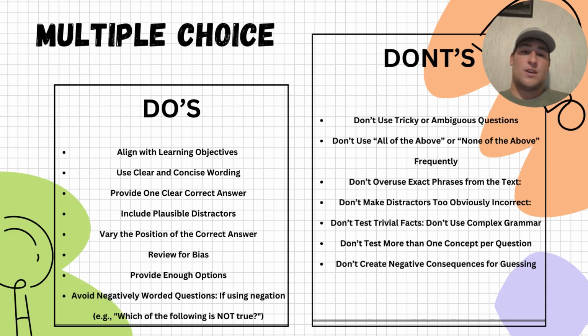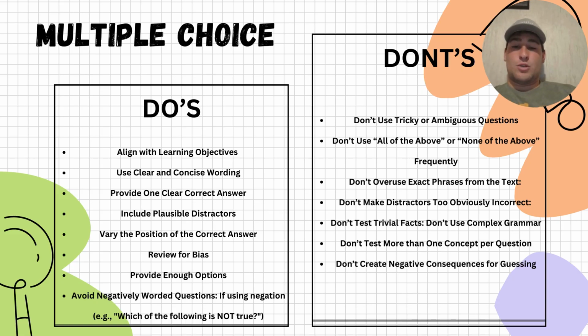So students have to choose and think a little bit on the multiple choice question. You want to vary the position of the correct answer, which means don't put B every time, don't put C every time, don't do A, B, C, D, A, B, C, D all the way through. Review for bias, which is actually very important.